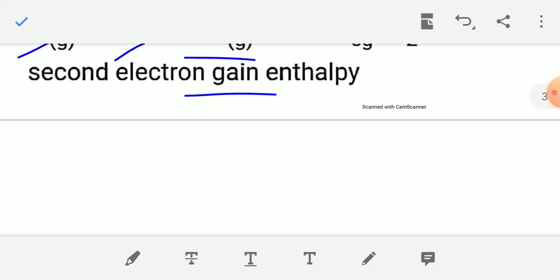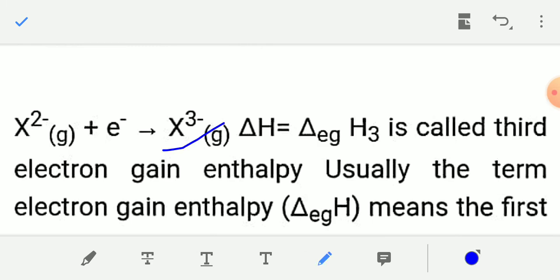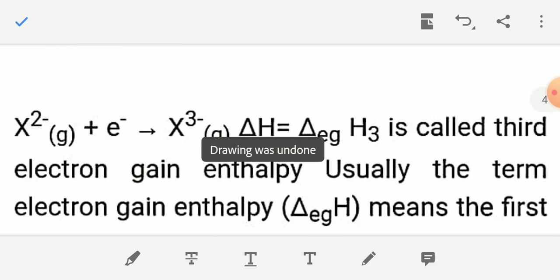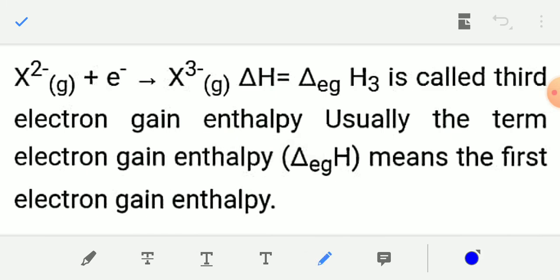If you add one more electron to X2 minus, it will become X3 minus, and this is called the third electron gain enthalpy. The energy change during this process is known as the third electron gain enthalpy. Usually the term electron gain enthalpy means the first electron gain enthalpy.